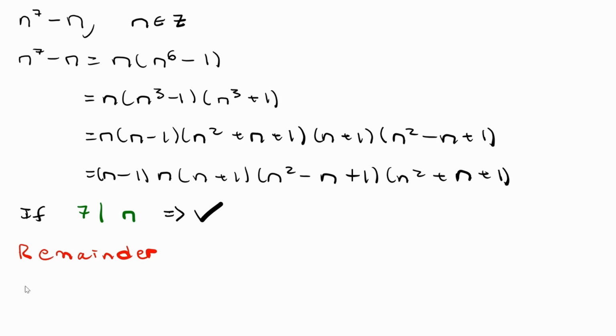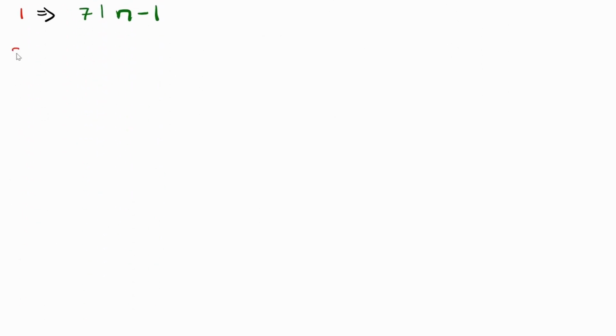So let's start with 1. If n divided by 7 yields something with a remainder of 1, this means that n minus 1 will be divisible by 7. For example, let's say that n is 8. n divided by 7 yields 1 with a remainder of 1, but n minus 1 would be 8 minus 1, which is 7, and 7 is indeed divisible by 7. This one was easy.